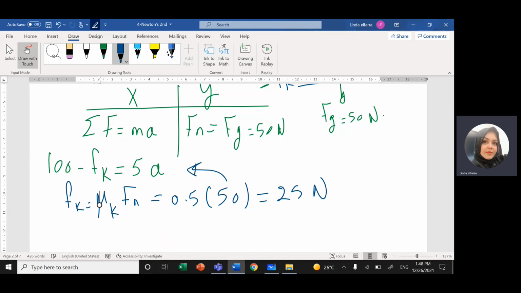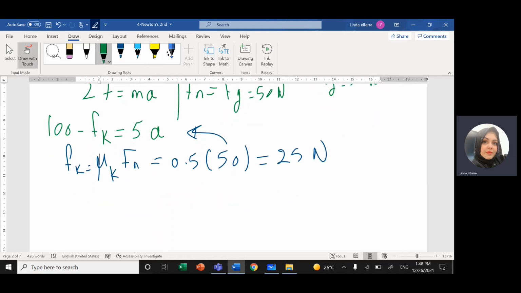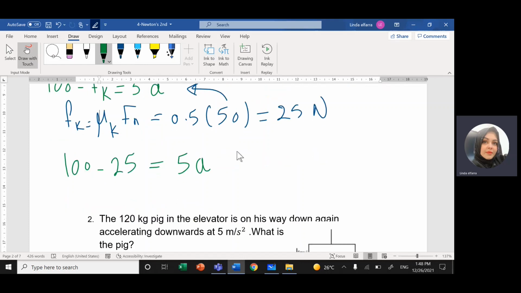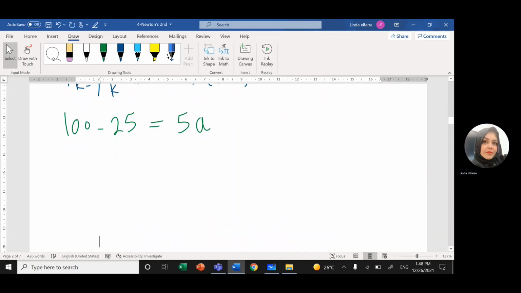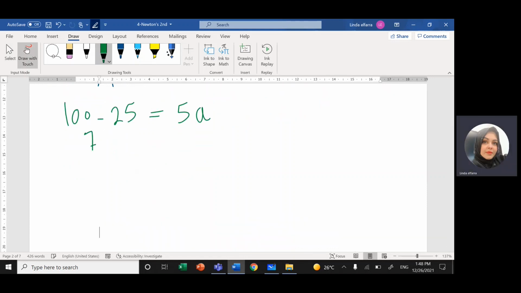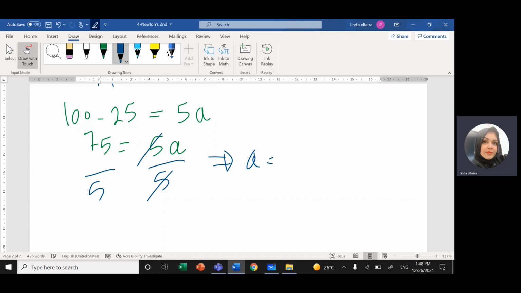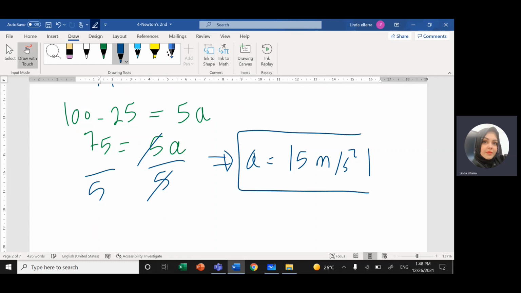We're going to substitute here: 100 minus 25 equals 5a. 100 minus 25 is 75. So 75 equals 5a. I need the acceleration, so divide both sides by 5. The acceleration will be 75 divided by 5. It's 15 meters per second squared. The acceleration here is less than in the first case because I have a friction.